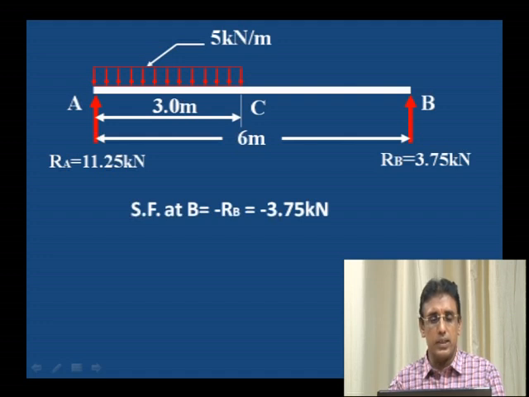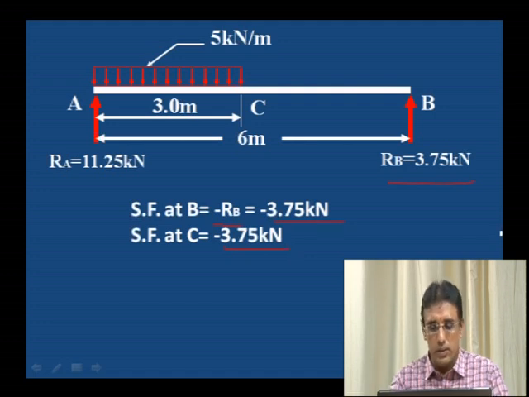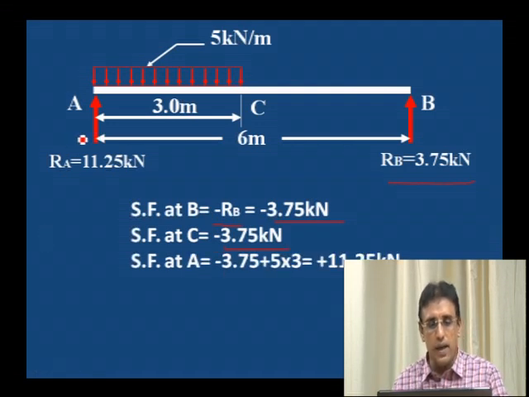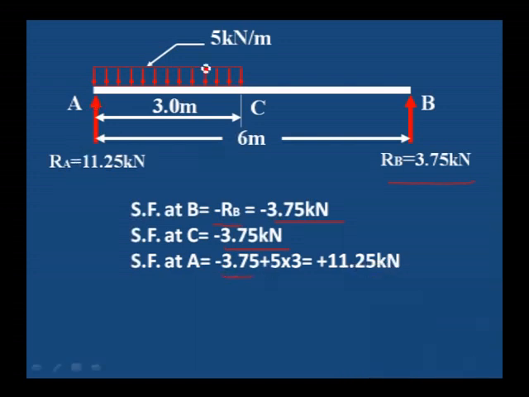Let us calculate the shear force. Shear force at B is minus RB value. RB value is 3.75 kilonewton. Shear force at C is constant. No load is added in between C and B. That is why it is constant at 3.75 kilonewton. Shear force at A is minus 3.75, the previous value, plus the load, which is 5 into 3. Total load acting from A to B is 5 into 3, 15 kilonewton. Therefore, shear force at A is equal to 11.25.